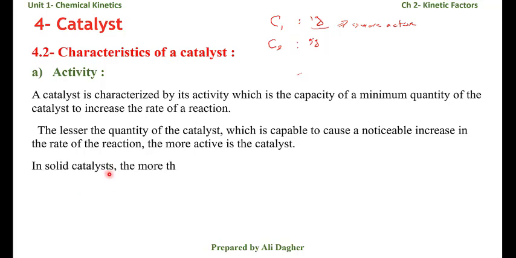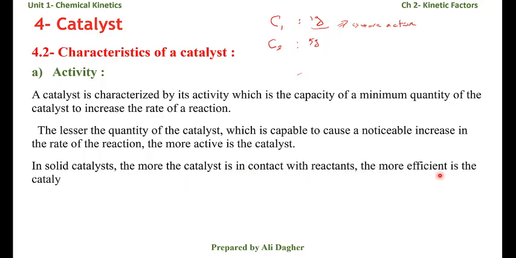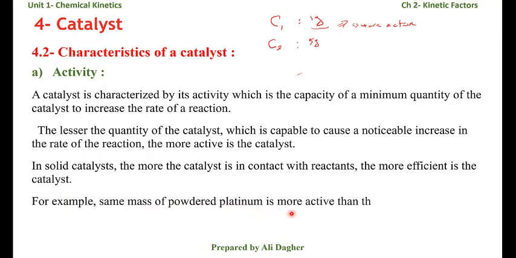In solid catalyst, the more the catalyst is in contact with reactants, the more efficient is the catalyst. For example, same mass of powdered platinum is more active than platinum wire or platinum plate. Then when the solid catalyst is in powdered state, it is more active than in one piece.